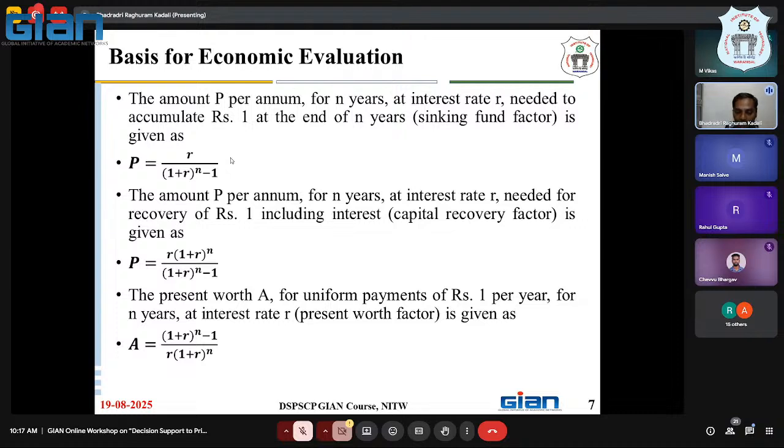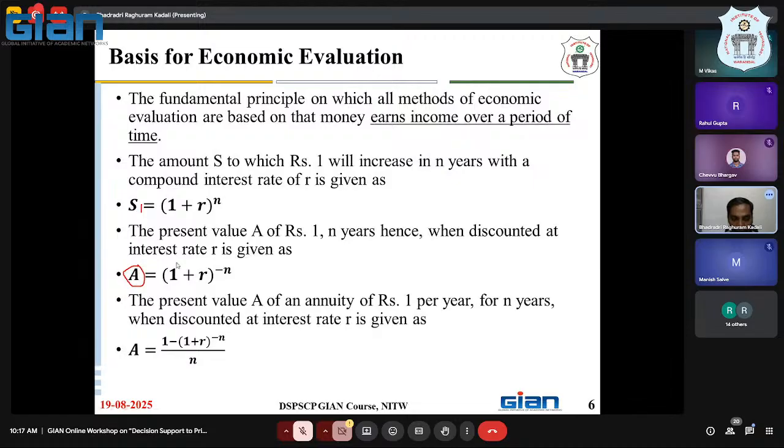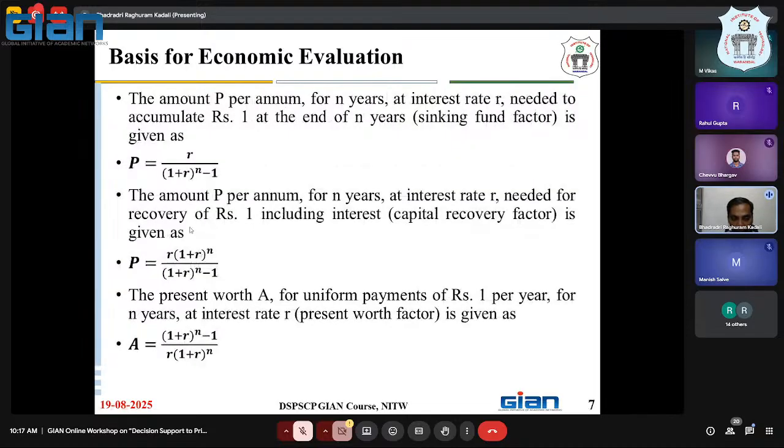Then in the same way we have the capital recovery. Suppose you take the sinking fund as R divided by (1 plus R) to the power of n minus 1. Then corresponding to that, what is the growth you are keeping with respect to your invested fund? That is your 1 plus R to the power of n. That is your S value actually. So this value we generally call the capital recovery factor.